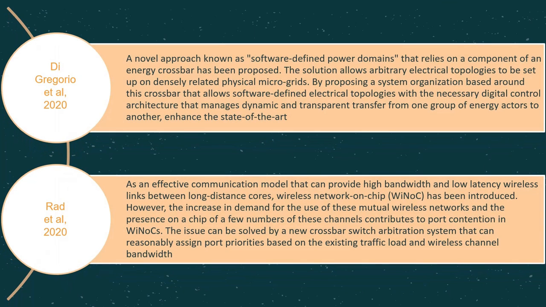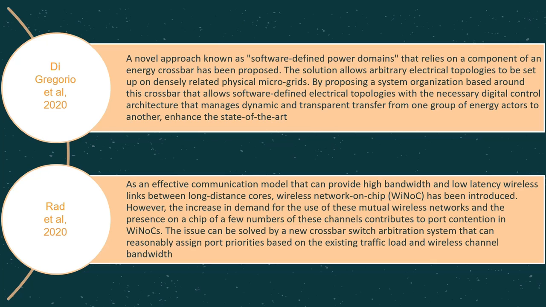As stated by the Gregorius article in 2020, a novel approach known as software-defined power domains, which relies on an energy crossbar, has been proposed. The solution allows arbitrary electrical topologies to be set up on densely related physical microgrids. By proposing a system organization based around this crossbar that allows software-defined electrical topologies with the necessary digital control architecture that manages dynamic and transparent transfer from one group of energy actors to another, it enhances the state of the art.